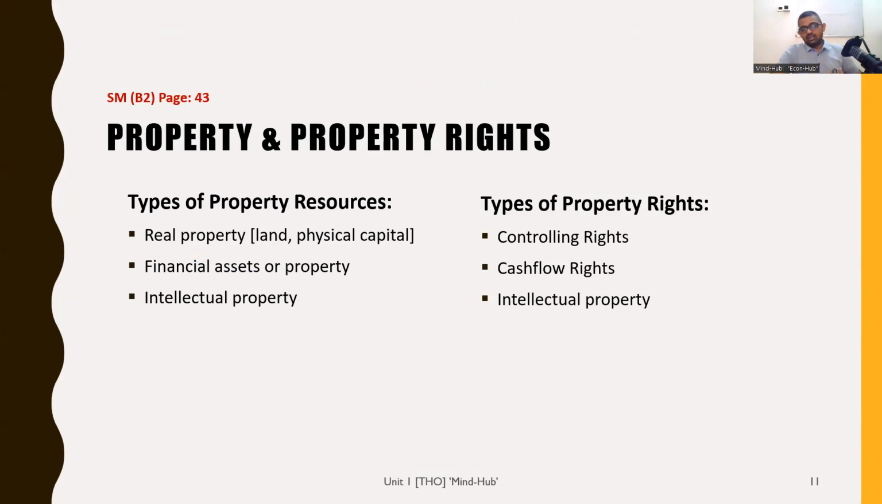So the broad types of property resources we talk about are real property, that is land, physical capital, machinery, equipment, vehicles, things like that, physical stuff. Then financial assets or property: the share market investments, the loans, the debentures, the bonds, treasury bills, all those financial investments, money basically. Then intellectual property, where we talk about new inventions, new technologies, copyrights, patent licenses, royalties, things like that. So there are three types of property: real property, financial property, intellectual property. Intellectual property is very commonly known as IP.